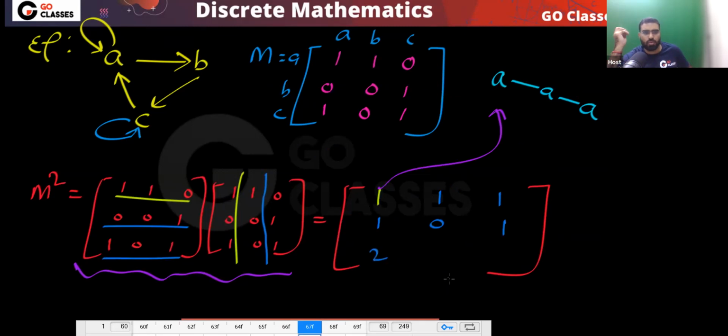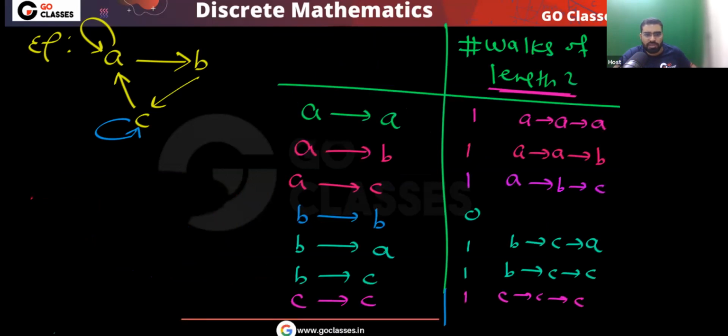So this will give you 2. This will give you 2, meaning from C to A, how many? And you can check it out. Look at this. From C to A, how many? You tell me. So you can notice there are 2.